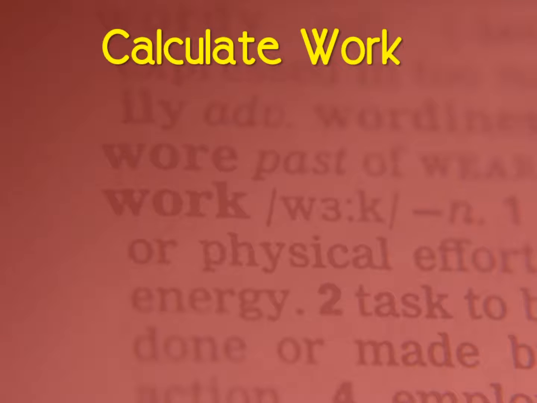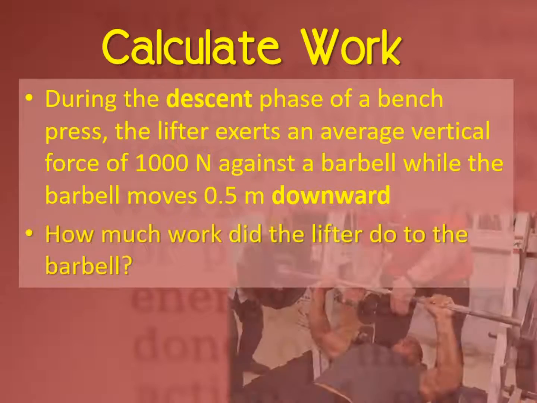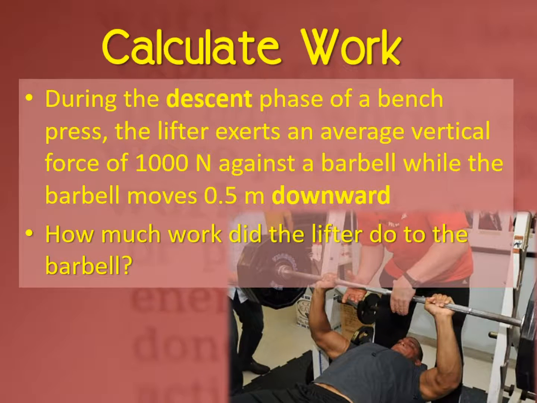So let's look at a different example of calculating work, shall we? In this case, during the descent phase, when the bar is moving downwards, the lifter pushes an average vertical force of 1000 newtons against the barbell, while the barbell moves 0.5 meters downward. How much work did the lifter do to the barbell? So try and work it out. Be careful about which way the forces are going.